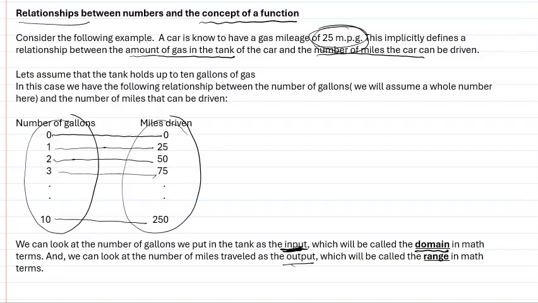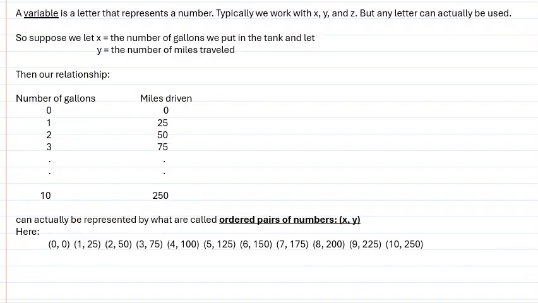Output is also associated with the word range in math terms. So here are my domain numbers, and here are my range numbers. Just getting you ready for the future here. All right, so let's move on. So that's really a simple example of a relationship. So we're going to continue with that particular problem to get another idea across to you here.